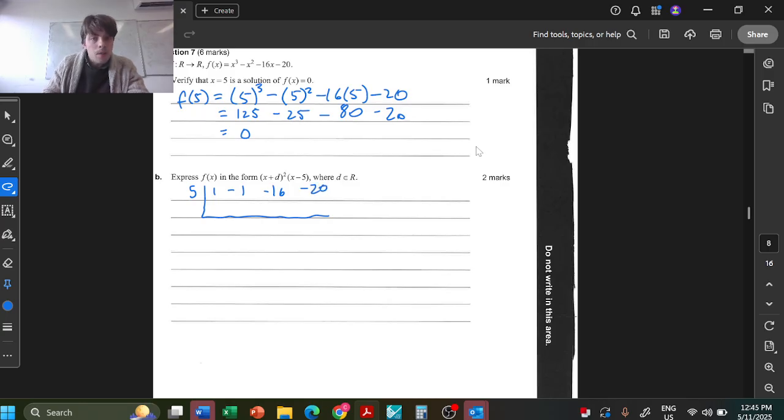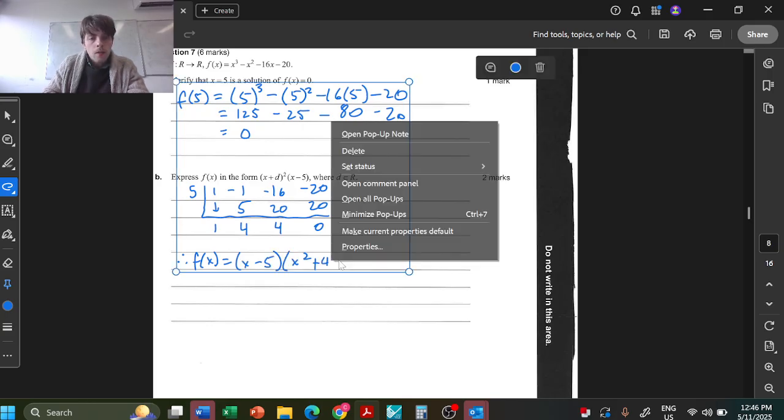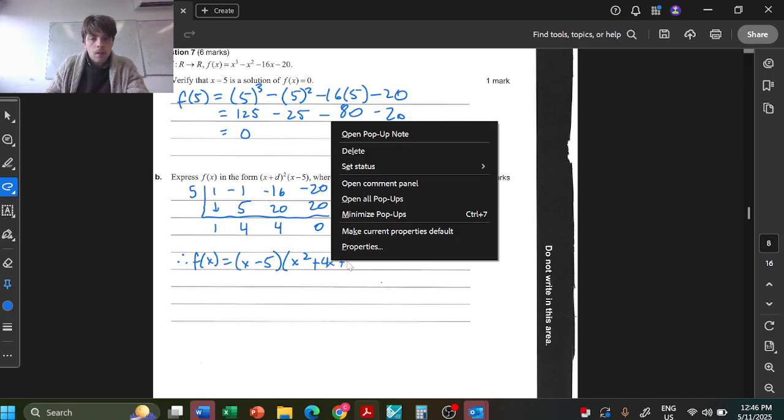First up we drop down the 1. 1 times 5 gives us positive 5. -1 plus 5 gives us 4. 5 times 4 gives us 20. -16 plus 20 gives us 4. 5 times 4 is 20. Answer is 0. We're good. That tells us that this function factorizes. So let's say, therefore, f(x) is equal to (x minus 5) times (x squared plus 4x plus 4).